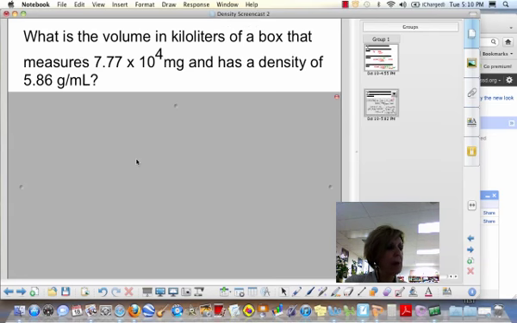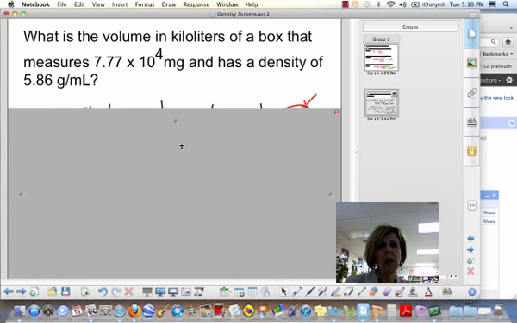The problem that I'm doing for you today is problem number 4 on your density problems. Here's the question. What is the volume in kiloliters of a box that measures 7.77 times 10 to the 4th milligrams and has a density of 5.86 grams per liter? Here I am given the mass and the density, so I can calculate volume.